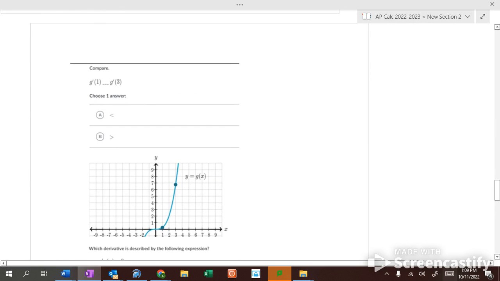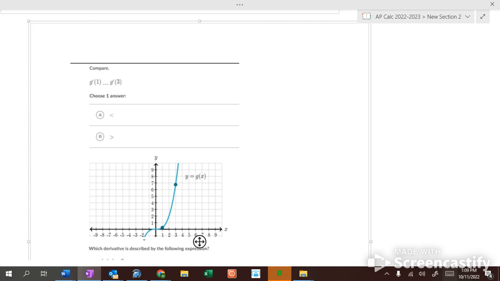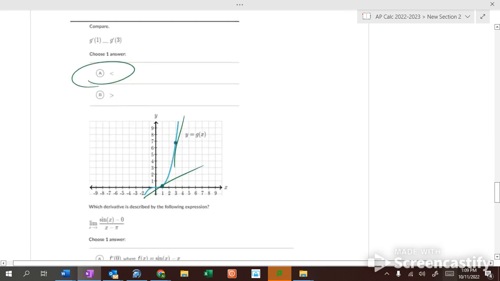Okay, here's the g function. What's bigger, g prime of 1 or g prime of 3? What is that asking us? Which one is a bigger slope? This slope is like this, this slope is like this, so obviously g prime of 3 is bigger, so it's A. g prime of 1 is less than g prime of 3.